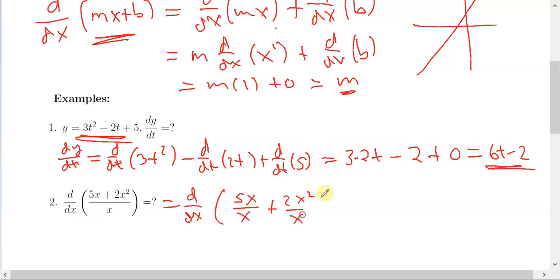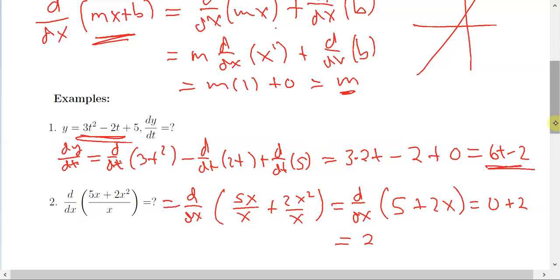So I'm separating that fraction so that I've got two fractions with a common denominator. You can do that with any fraction. You can always break it up over its denominator. Then reduce each one, because now this first one is just going to be 5. The second one is going to be 2x. And so now I can take the derivative. Derivative of 5 is 0. Derivative of 2x is 2. So the derivative is 2.